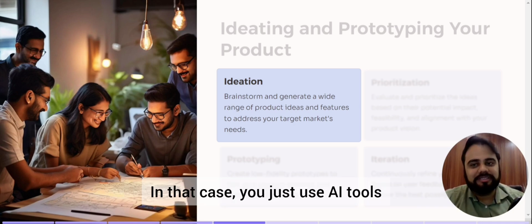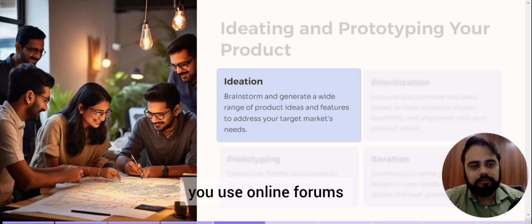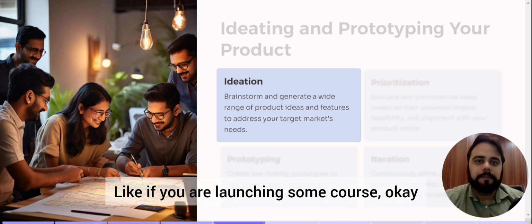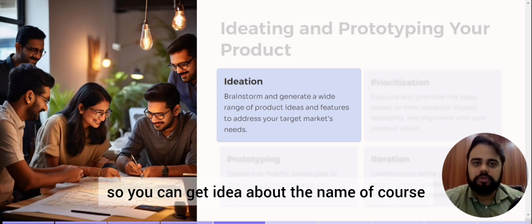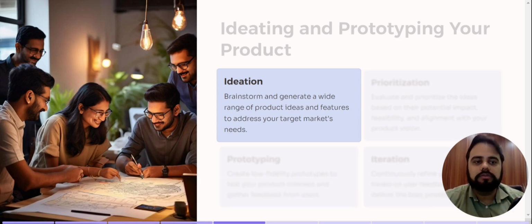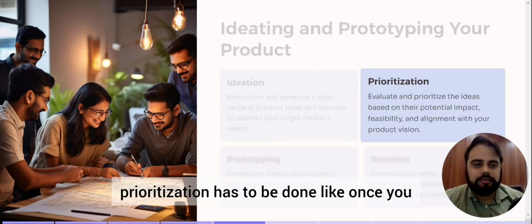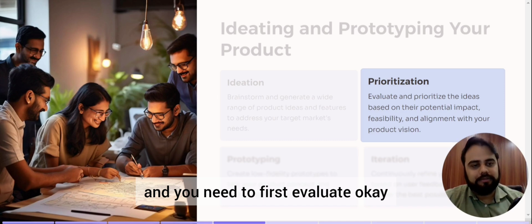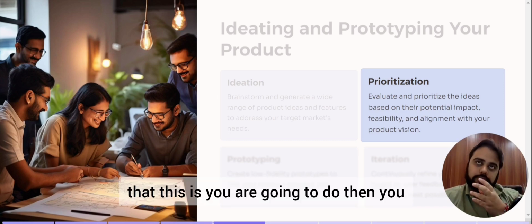In that case, you just use AI tools, you use online forums, you may use LinkedIn, Twitter to get some initial feedback from people. Like if you are launching some course, you can get an idea about the name of the course through social media platforms. Key prioritization has to be done. Once you do the ideation, you need to prioritize, and you need to first evaluate that this is what you are going to do.